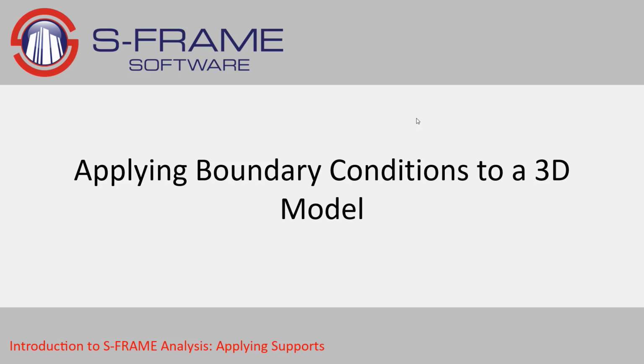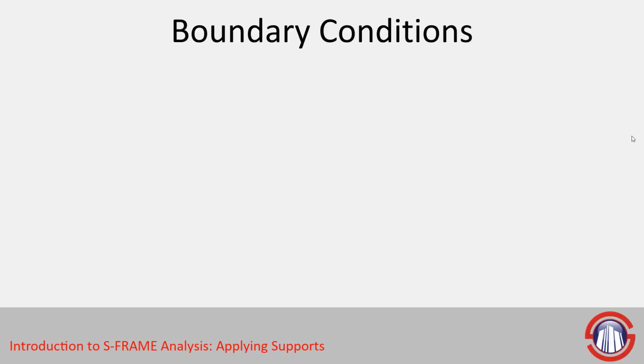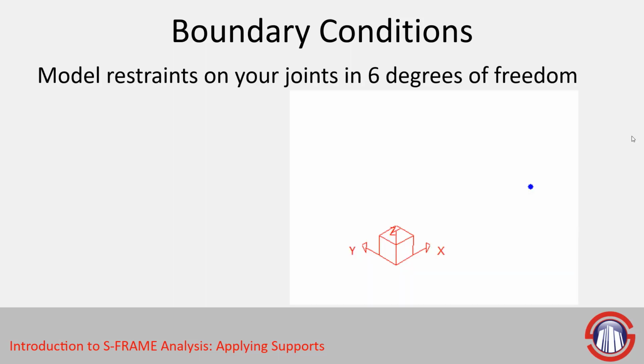We are now going to turn our attention to applying boundary conditions to our 3D model. These boundary conditions will represent how our structure is connected to the ground and what is constraining it from moving or restraining it from moving through space. Now the support tool in S-Frame is going to be a lot of value to us with this application. It allows us to model restraints on our joints in 6 degrees of freedom.